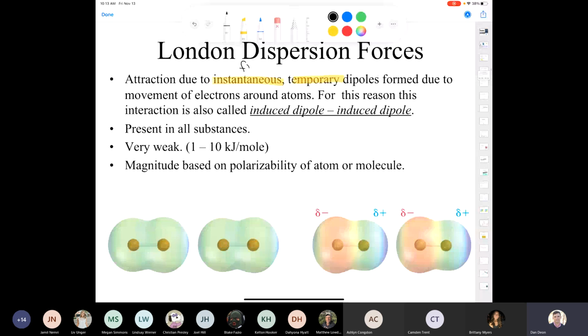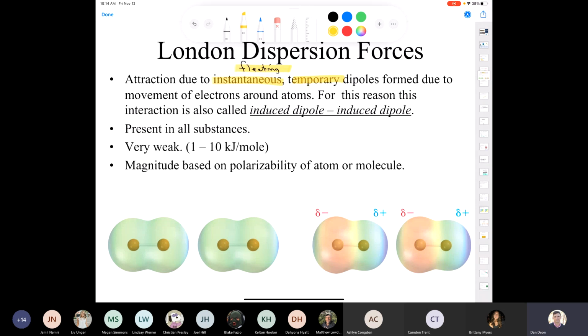Another word you could use is fleeting. Right? If you had a romance, but it's fleeting, it didn't last long. Okay, instantaneous, temporary, fleeting dipoles form due to the movement of electrons. Right? Electrons like to move. Okay. For this reason, this interaction is an induced dipole.